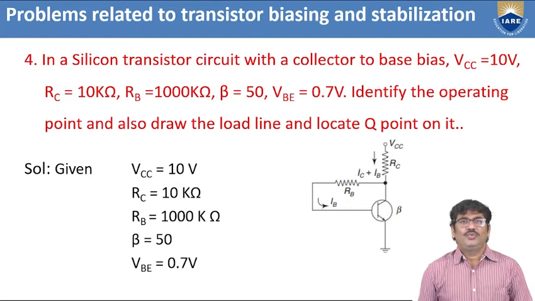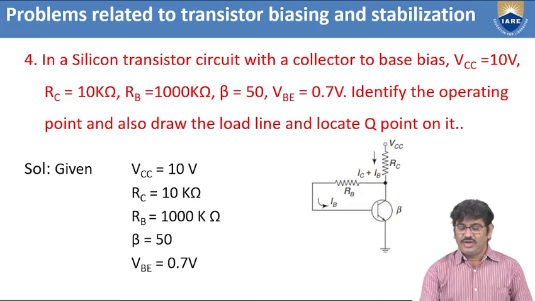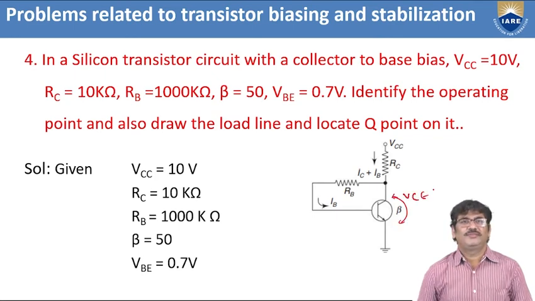For finding out the Q point, first we need to estimate the base current. From that, find out IC. Then we need to find out the voltage drop between collector and emitter, that is VCE. The DC load line is the line connecting the maximum voltage drop across collector to emitter and the maximum collector current which flows through the RC resistance.